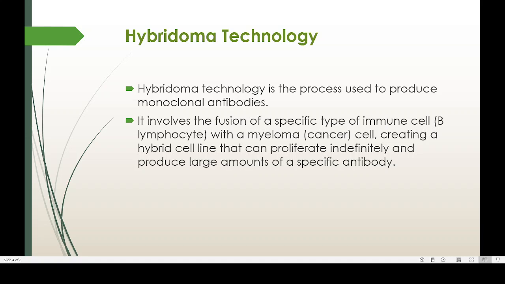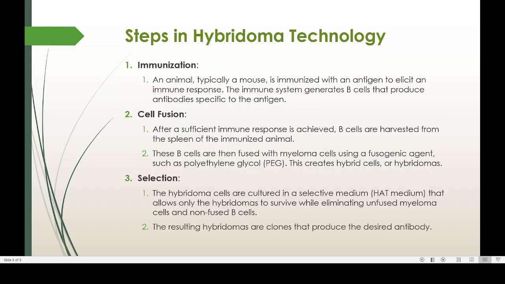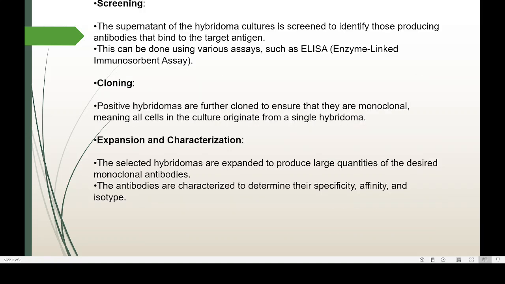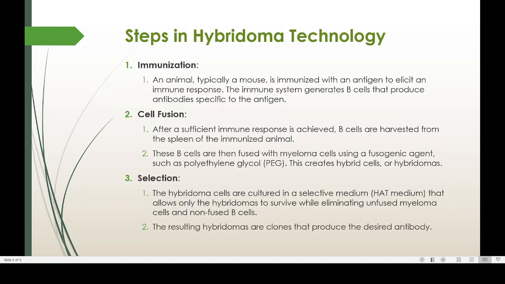So here you can see in the picture very clearly that hybridoma technology is a technology used to develop a large number of monoclonal antibodies very easily. So it is this technology that we are employing in the case of the monoclonal antibody. So what are the steps in hybridoma technology? One is immunization, then cell fusion, selection, then screening and cloning, etc. These are some of the important steps.